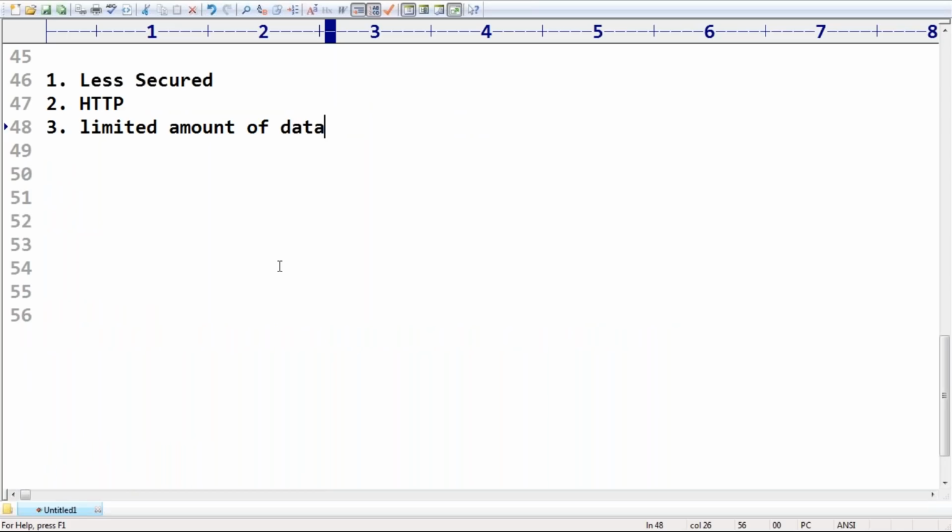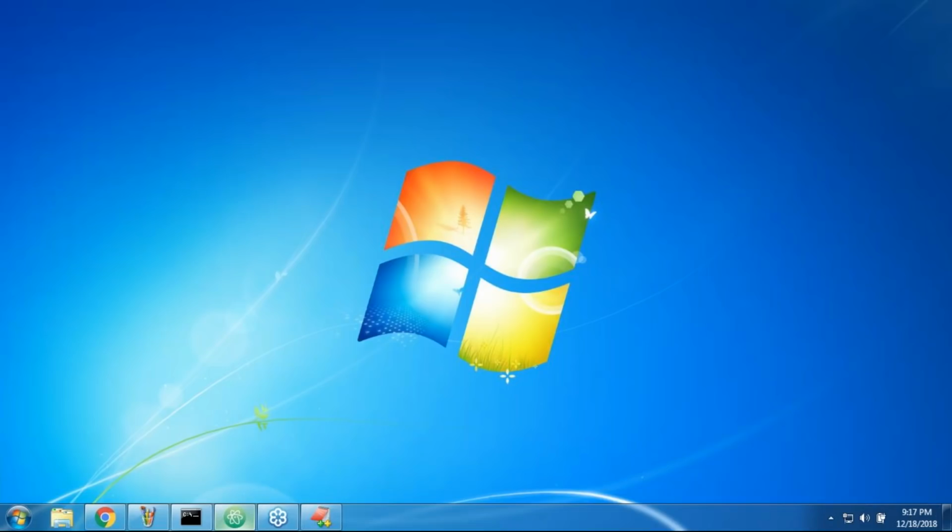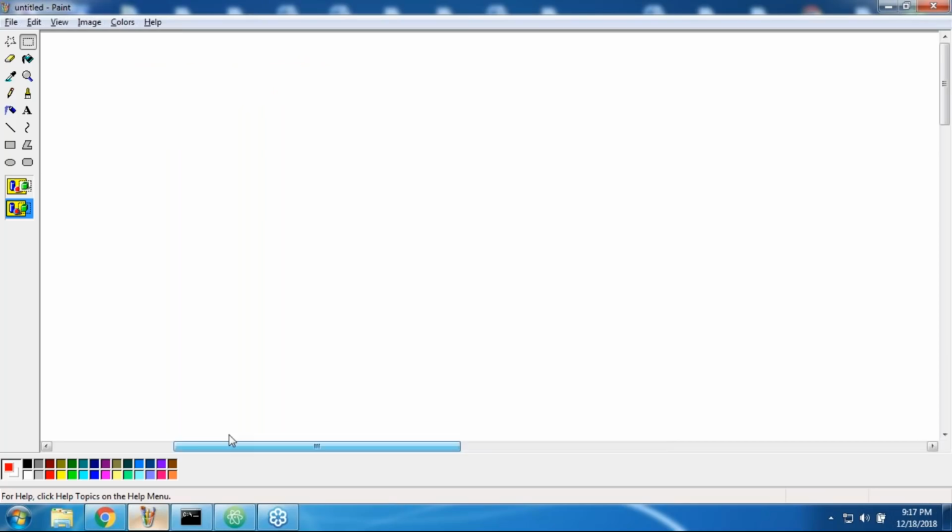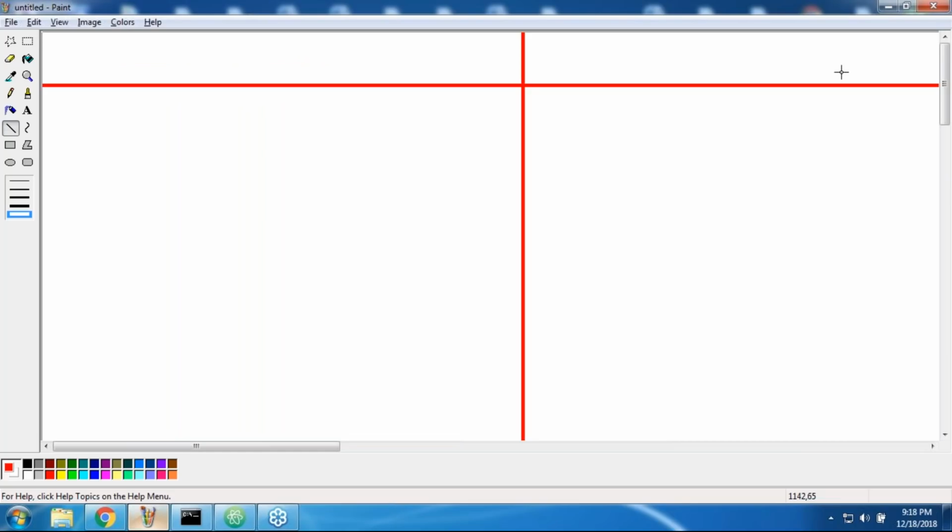REST is less secure when compared with SOAP. So just observe all the differences; I want to put them into a small table form. Class, if you want, you can take it. I will include it in our material, don't worry about that. Just observe carefully.